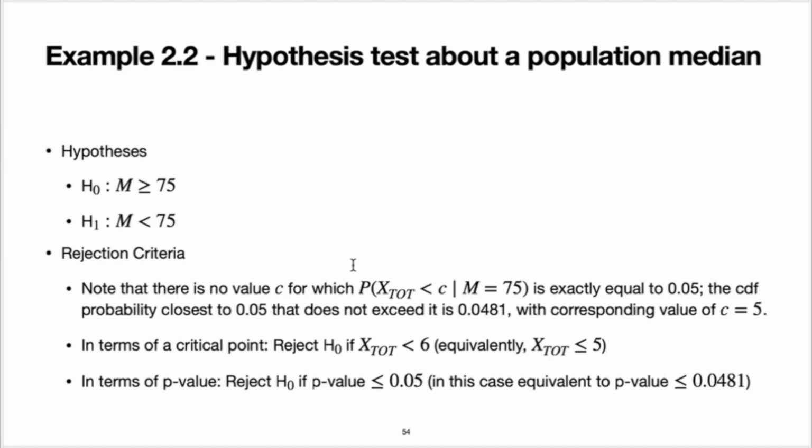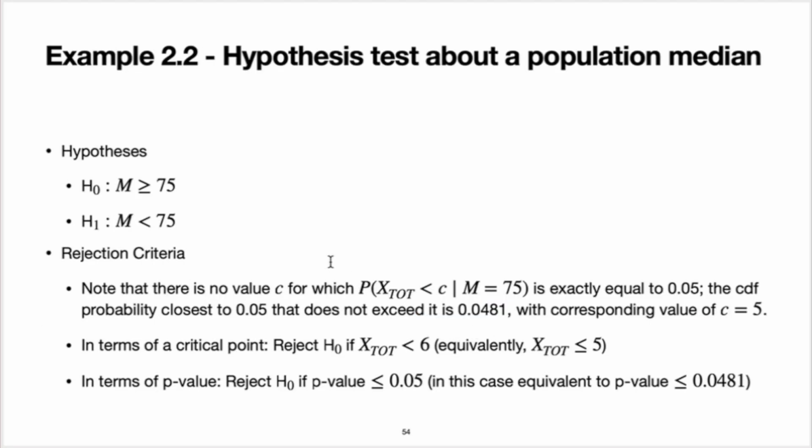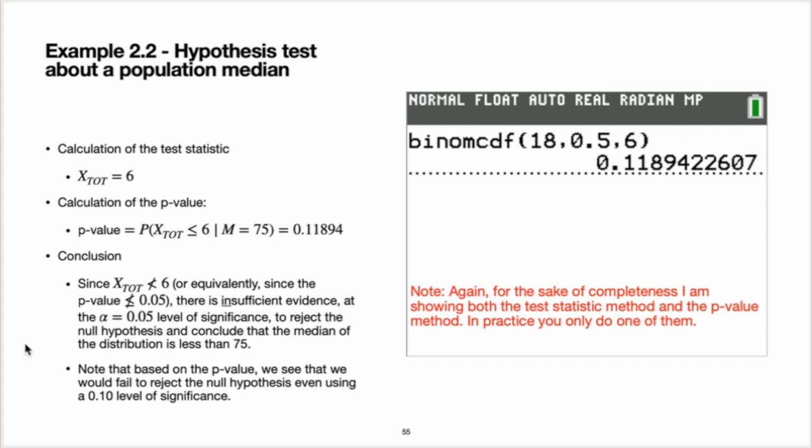So remember that we said we were going to reject the null hypothesis if X-tote was strictly less than 6. Since that's not the case, there is insufficient evidence at the 0.05 level of significance to reject the null hypothesis and conclude that the median of the distribution is less than 75. Now, when we are failing to reject, it's actually okay to use this 0.05 level of significance instead of 0.0481, because when you use a larger level of significance, you're making it easier to reject the null hypothesis. You're requiring less evidence against the null hypothesis, and you're giving your test more power than you would if you were using the lower level.